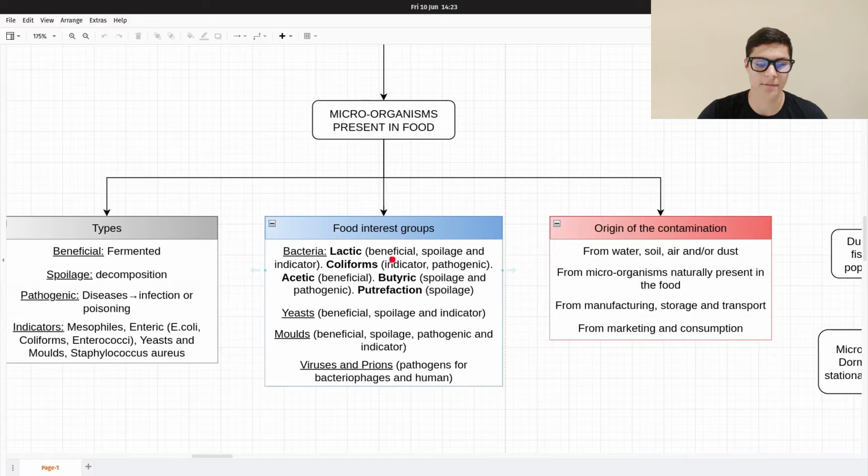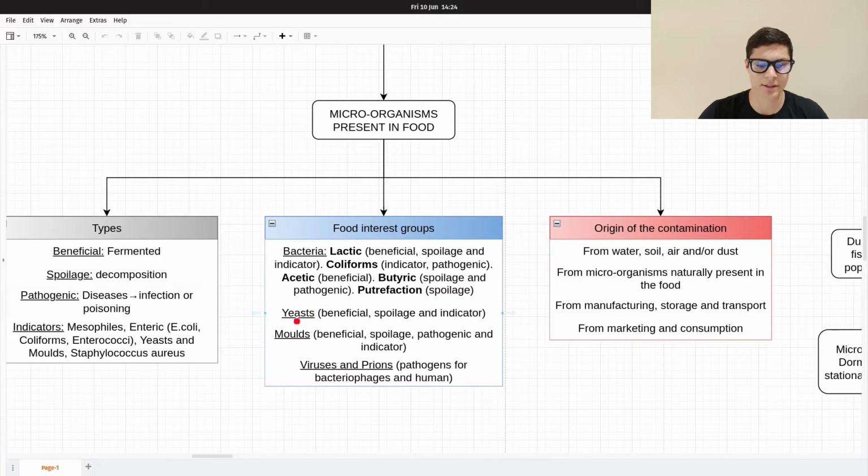So as you can see, we have the lactic that can be almost everything but not pathogenic. The coliforms are like the bad guy because they can be pathogenic, but they can also help us because they are indicators. The acetic, which are the best ones because they cannot be spoilage, pathogenic, or indicators, they are only beneficial. And the butyric are like the worst because they are spoilage and pathogenic as well. And then the putrefaction, it's not their fault, they are basically spoilage.